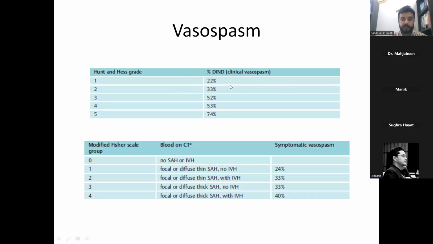And this is basically the percentage of occurrence of vasospasm according to the grades in the Hunt and Hess as well as in the modified Fisher grade, by which you can predict the chances of vasospasm.